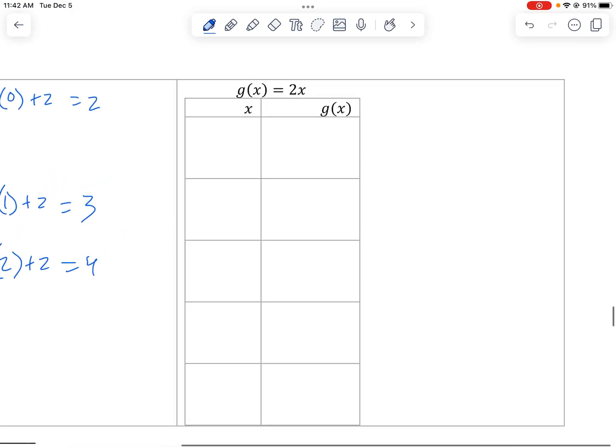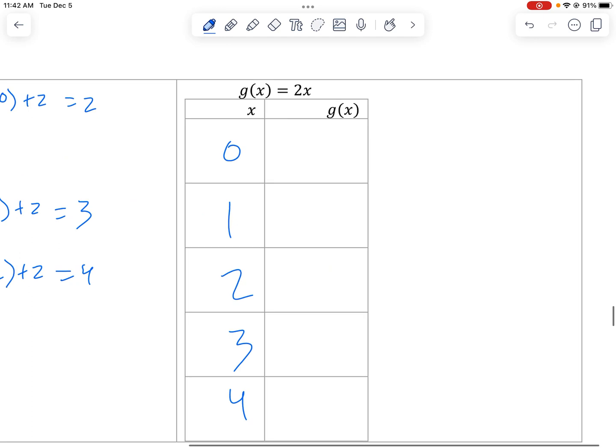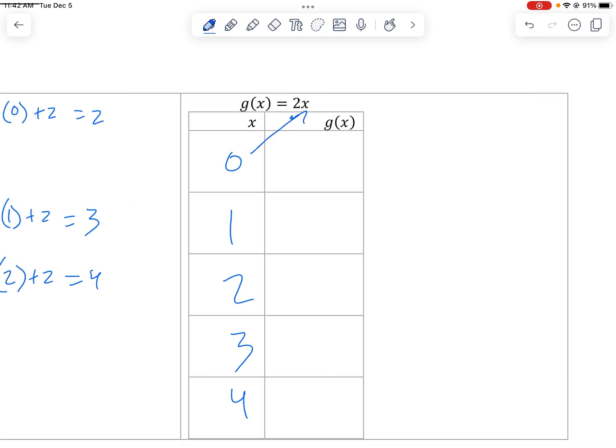All right, let's go to the other one here. Let's use the same numbers and see if any of the rows match up. So we're going to plug in 0. 2 times 0 is 0. And then my slope here lets me know it's adding 2 each time. So I'm going to do 2, 4, 6, 8, like that. Let me draw the 8 better.